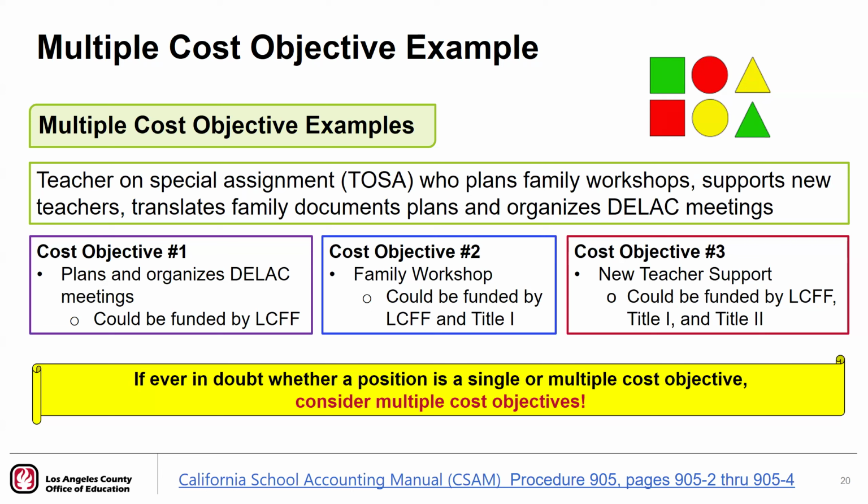A word to the wise: if ever you are in doubt if activities or tasks in a person's duty statement serve a single cost objective or multiple cost objectives, it is more prudent to report that person's time and effort under a multiple cost objective.